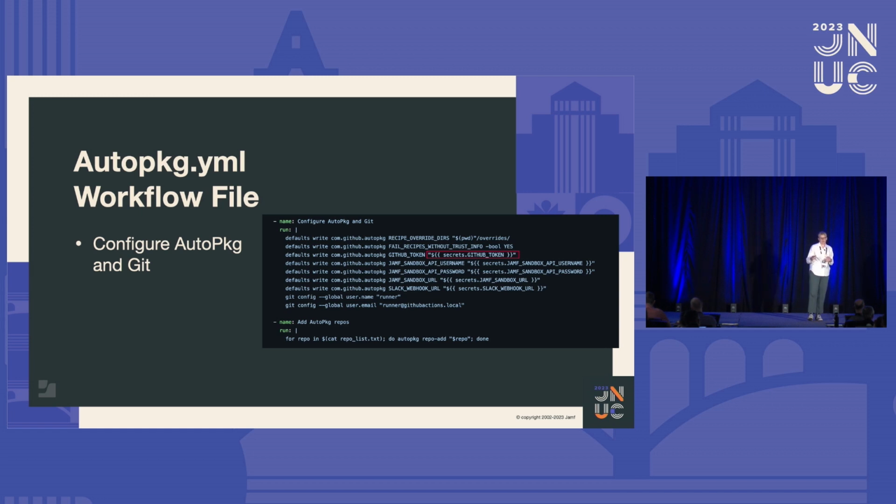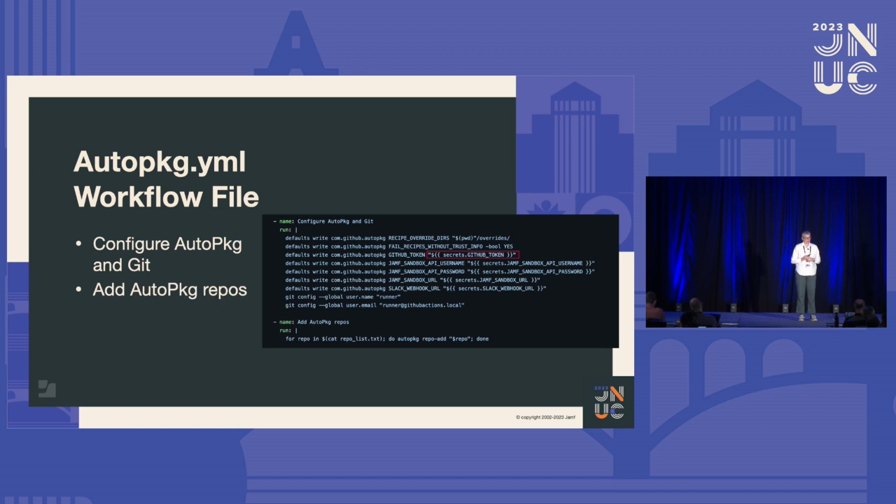And then we set variables for our other passwords. So we have variables stored in GitHub secrets for our API username, our API password, our Jamf sandbox URL, and our Slack webhook URL, so that we can just put those variables directly in our recipes, and when we rotate those credentials, it's as easy as just updating the GitHub secret, and it applies across your whole repo. And then we have a few Git config settings. These are very generic, just our username and email settings for in the logs.